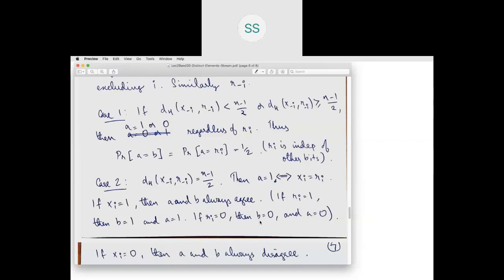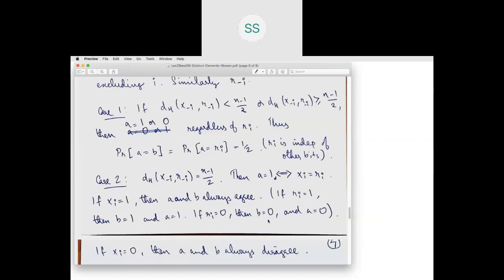If ri equal to 0, then B is equal to 0. And now ri equal to 0, xi equal to 1. So this contributes to the Hamming distance. So Hamming distance is more than half. So A is equal to 0. Again, A and B are same.